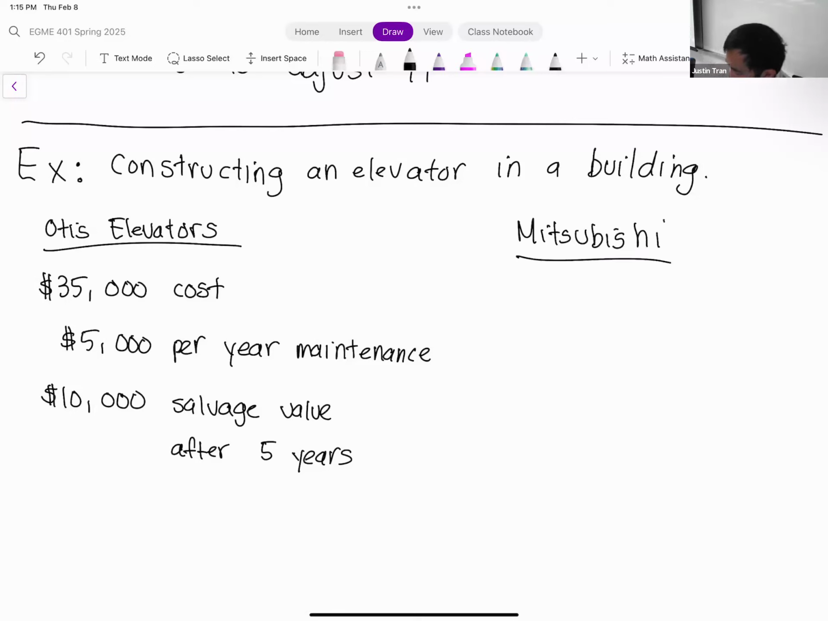Another option for elevators is actually Mitsubishi. So Mitsubishi, I don't know if they still do. When I wrote these notes, they did make elevators, but they may have pivoted. But Mitsubishi is another company that offers elevators. So you get a quote from them, and they tell you that their elevator is going to cost $50,000.